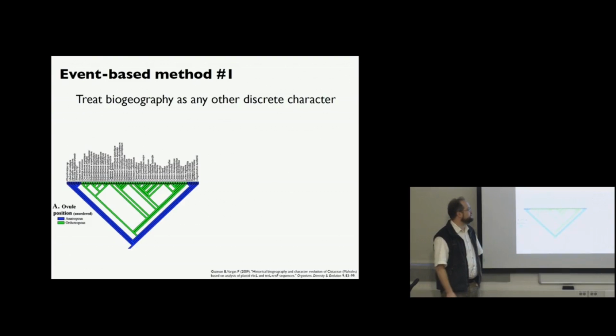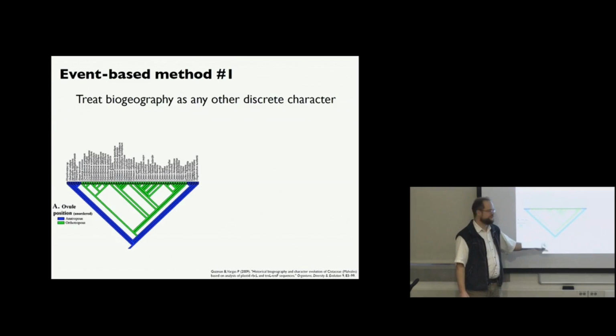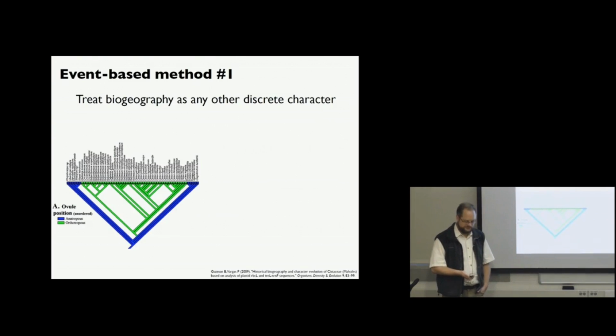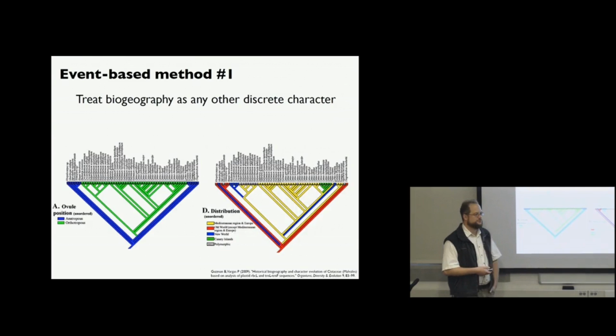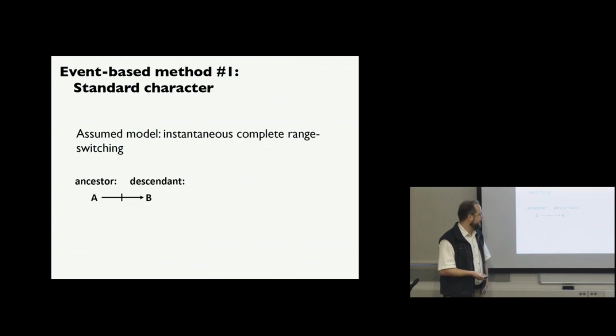Method number one is treating biogeography as just a discrete character on a tree. So often, if you're interested in tracing the history of different ovule positions in flowers, you could put the characters at the tips of the tree and run some inference framework and get the ancestor states. This is a pretty standard procedure in phylogenetics. And you could do the same thing with biogeography. You just put the geography on there as a character, and you make an inference.